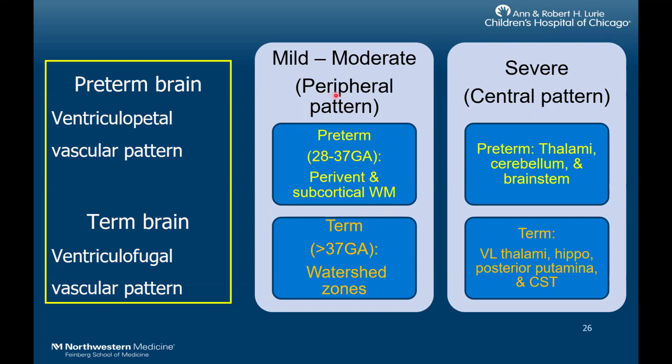So in the term, even with the mild to moderate, you have that watershed zone pattern, the parasagittal zone pattern, and in the preterm, they're more likely to have that periventricular subcortical white matter injury, periventricular leukomalacia, and obviously the central pattern in the severe cases. In the preterm, the central gray pattern involves the areas of high metabolic demand, the thalami, plus also the brainstem and the cerebellum. And in the term babies, both the hippocampi as well as the corticospinal tracts are also involved much more.